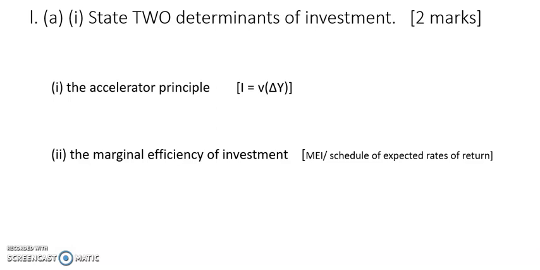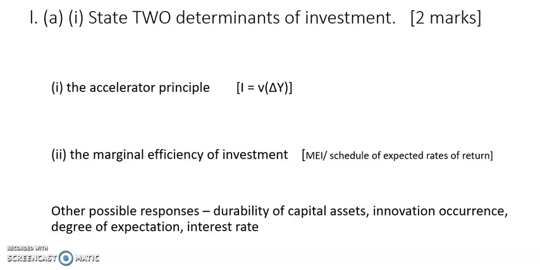Now, of course, you could have stated, for example, the durability of the capital assets, the rate of innovation, in other words, how regularly innovation changes occur, the degree of expectation within the economy itself, and of course the interest rates. So you had lots of possibilities to write for that question.